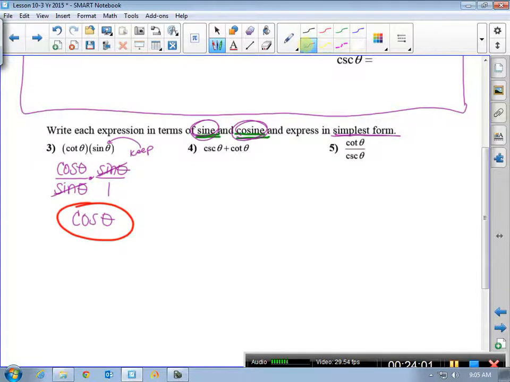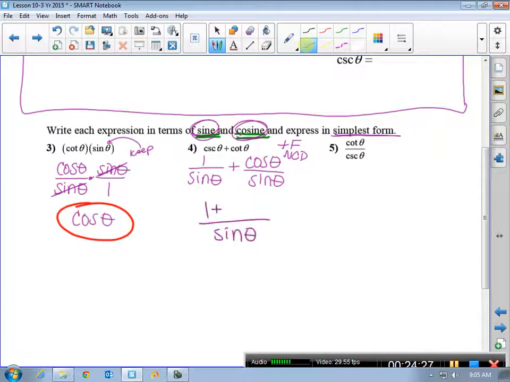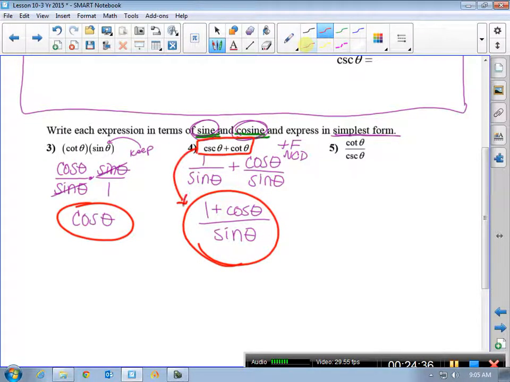The next one, cosecant, I know is 1 over sine, plus cotangent, which is cosine over sine. Adding fractions, you need a common denominator. We have a common denominator, and it's sine theta. So on the top, 1 plus cos theta. And that's all we can do. We've combined cosecant plus cotangent, and it is the same as the value of 1 plus cosine, all divided by sine. Last one, number 5.